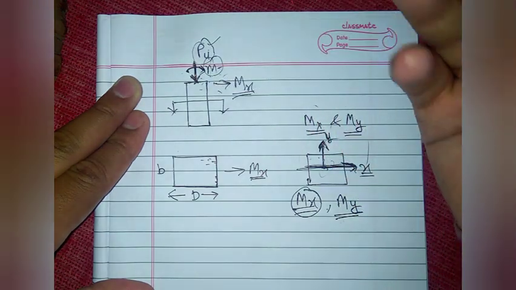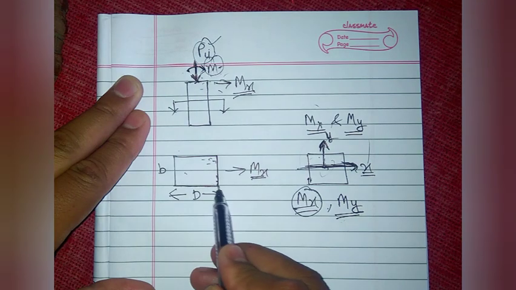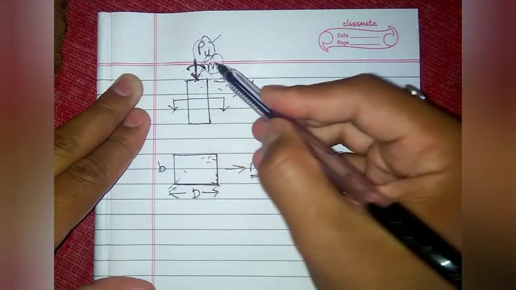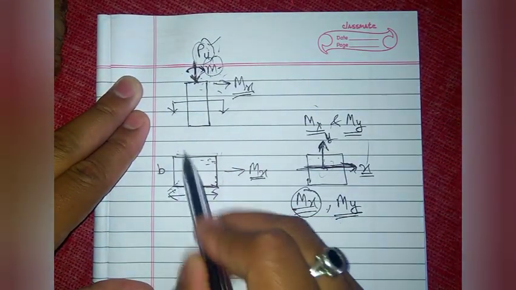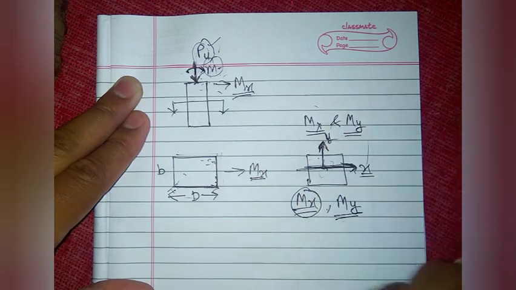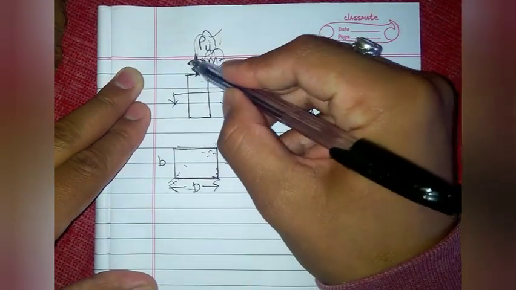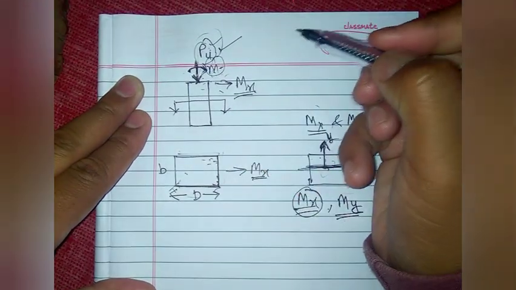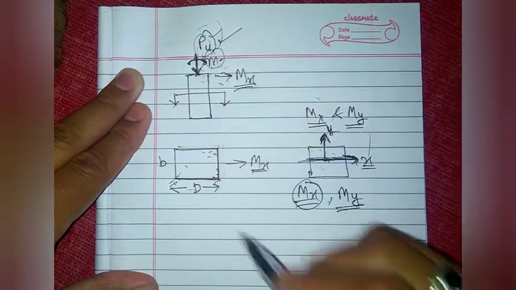So what we can do is increase the depth of this section. If it is just acted upon by Pu, then we can use a square section here. We can easily use the square section. But if it is acted upon by a moment along with this axial load, then we need to provide extra resistance to that moment in the column.